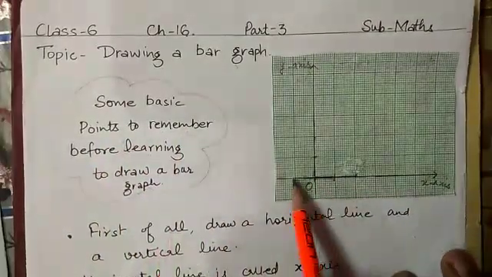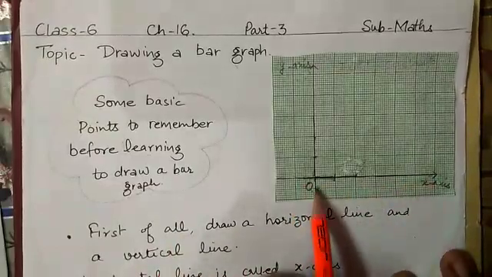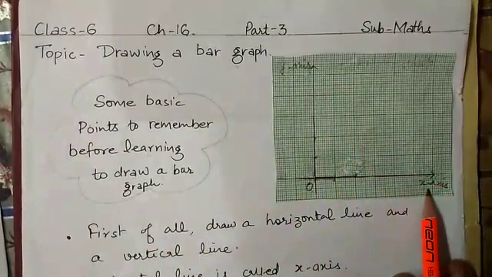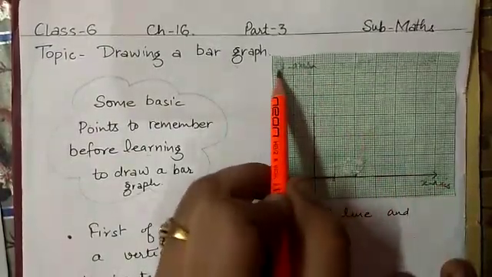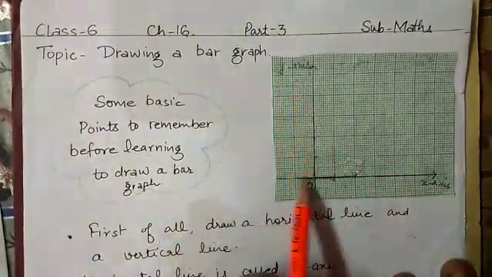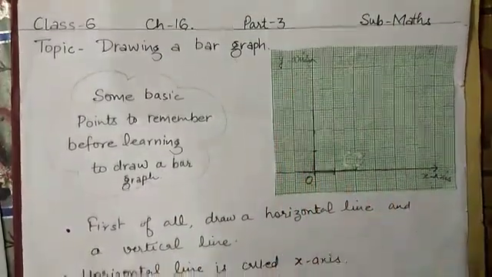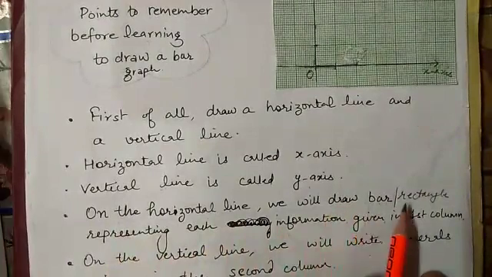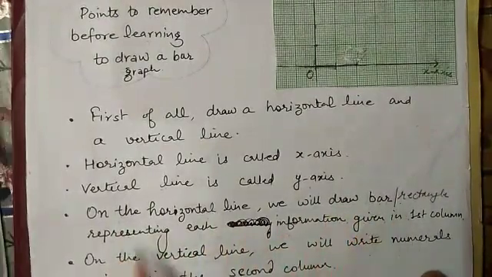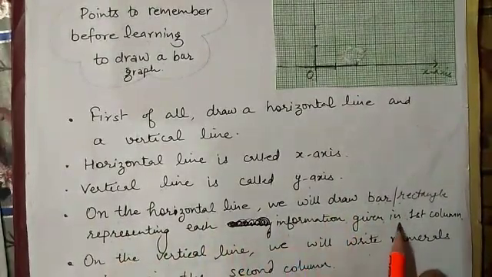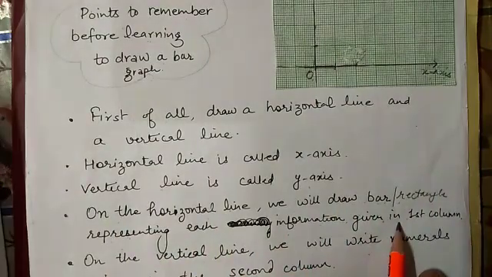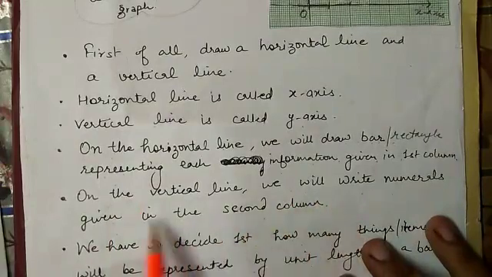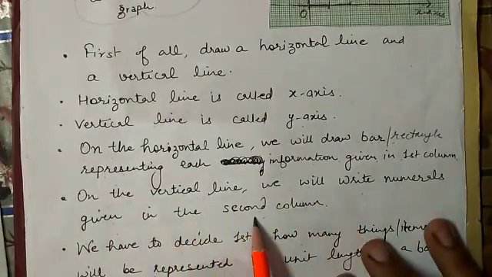First of all, draw a horizontal line and a vertical line. The horizontal line is called the x-axis, and the vertical line is called the y-axis. Always use your scale to draw these lines. Now, on the horizontal line, draw bars or rectangles representing each piece of information given in the first column of the question. On the vertical line, we will write the numerals given in the second column of our question.